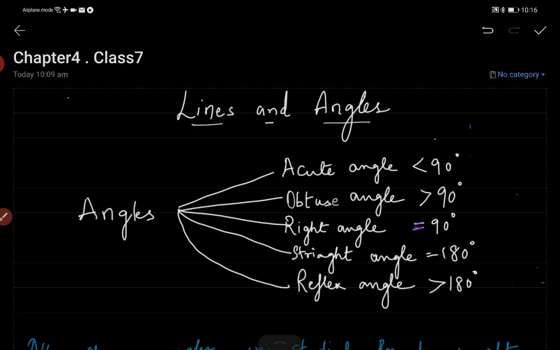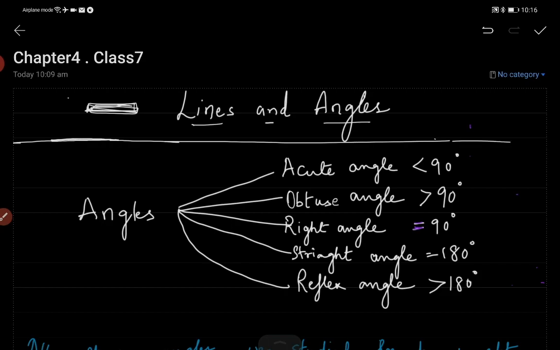Okay, so what is a line? A line is a one dimensional figure. It's a straight, one dimensional figure without any thickness. So you don't call this a line, because it has some thickness. A line is a one dimensional figure without any thickness, right? And it can extend on both the sides endlessly, on the right side as well as on the left side. So it extends in both the directions.